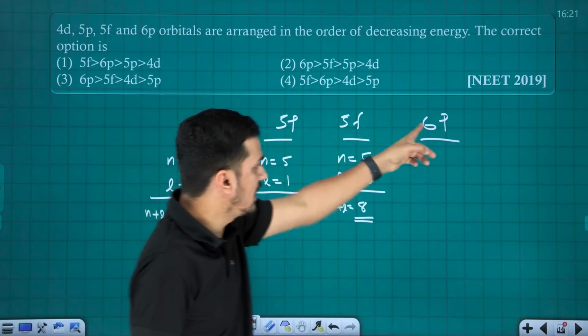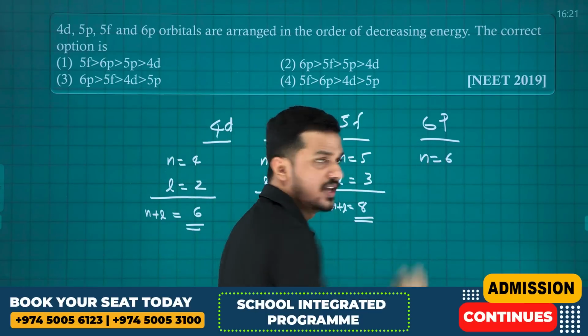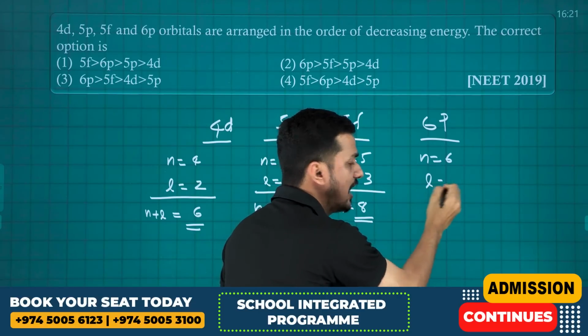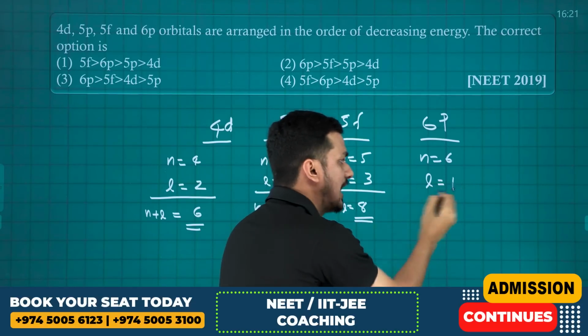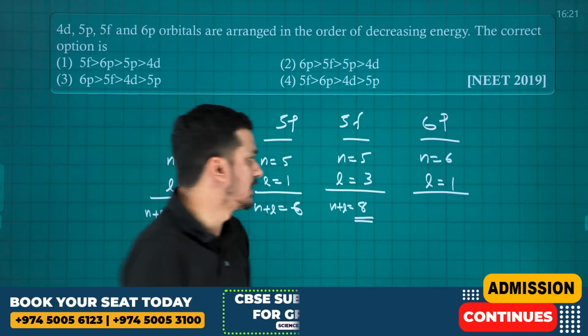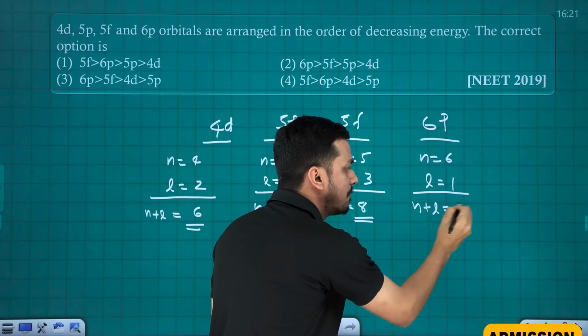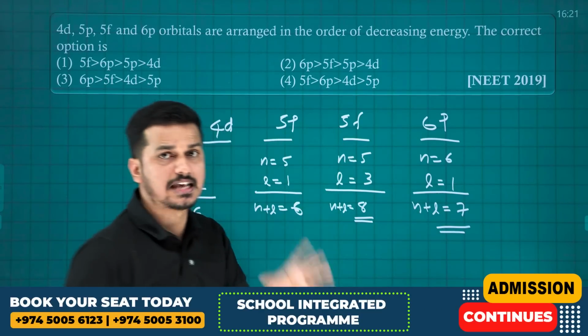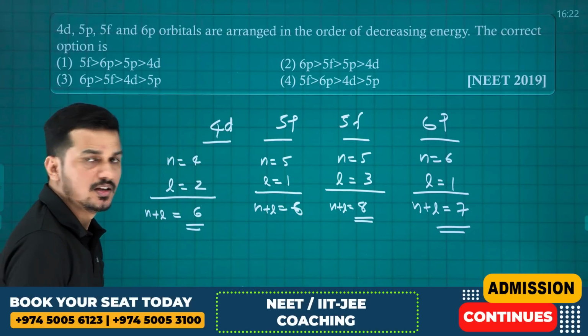Okay dears. And here, what is the n value? 6. What about the L value? The L value is 1, because L equal to 0 means S orbital, L equal to 1 means P orbital. So while adding, what is the total n plus L value? I will get 7. Now see what's the idea?